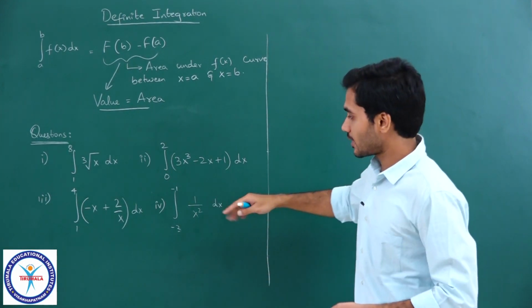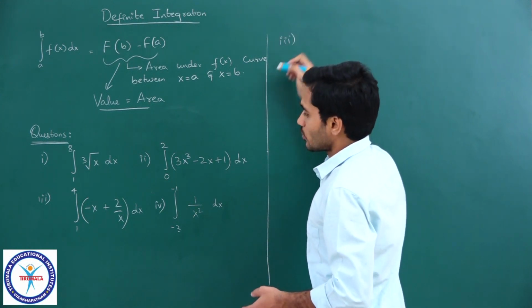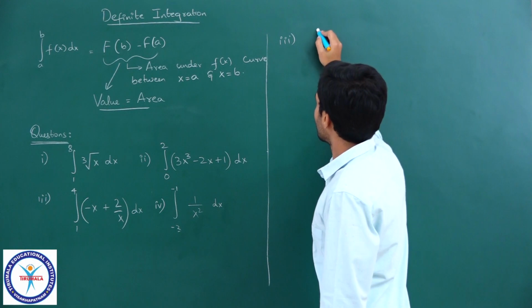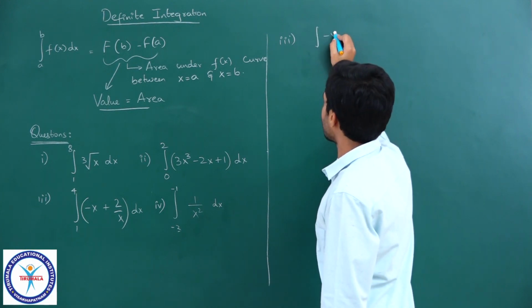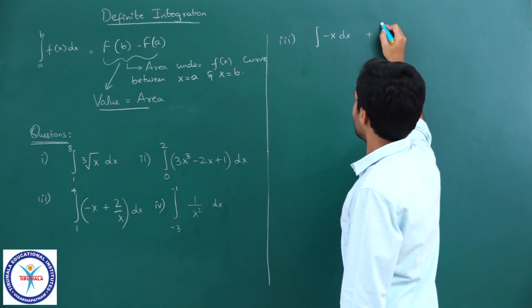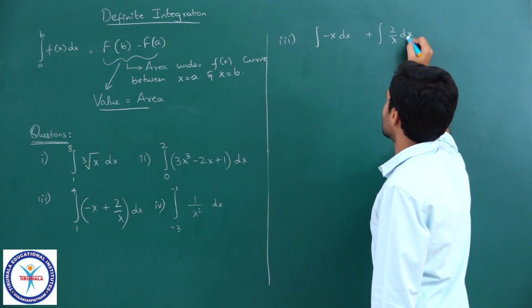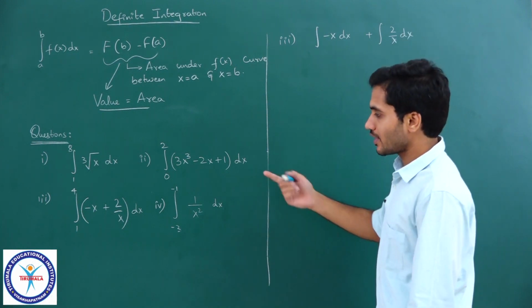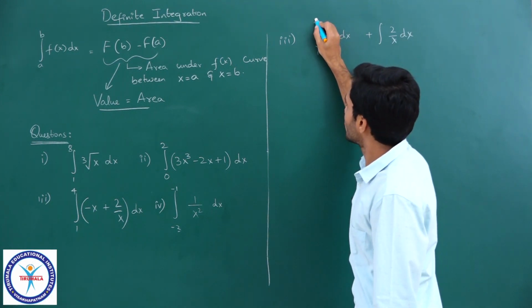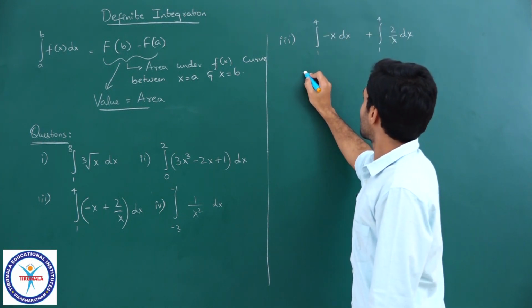So, students, next third and fourth. So, third one, once again I will separate them, integral minus x dx first, then integral 2 by x dx next, right, and the limits are 1 to 4. Okay. So, let us perform the operation.